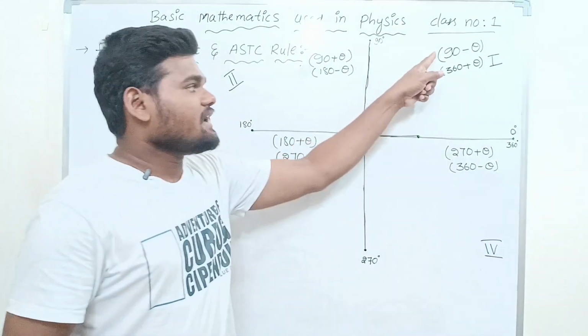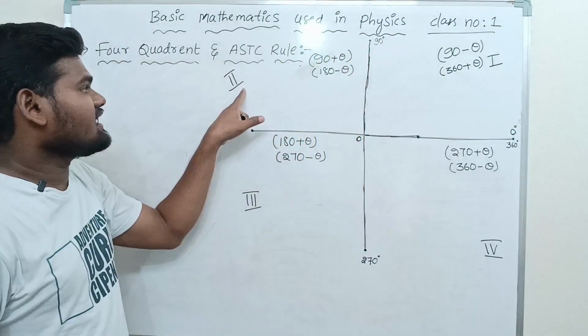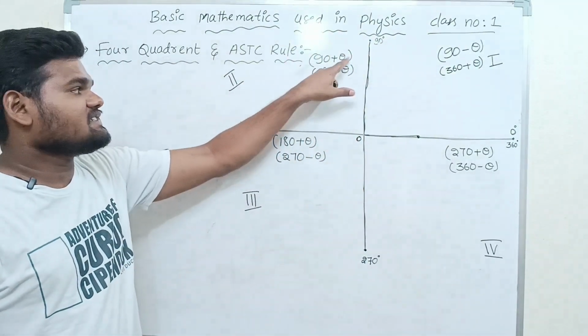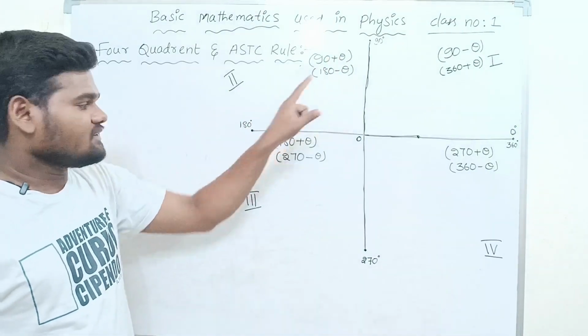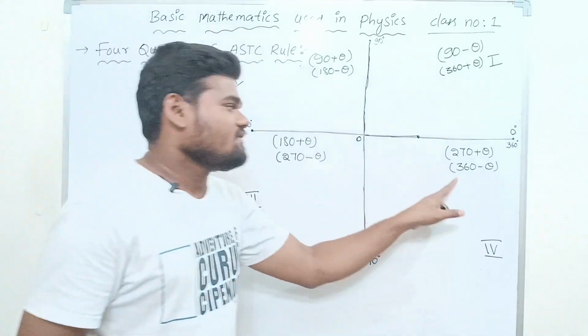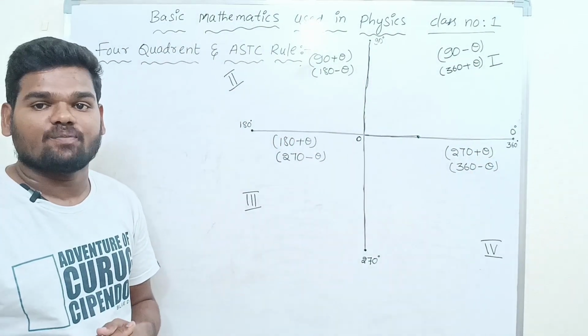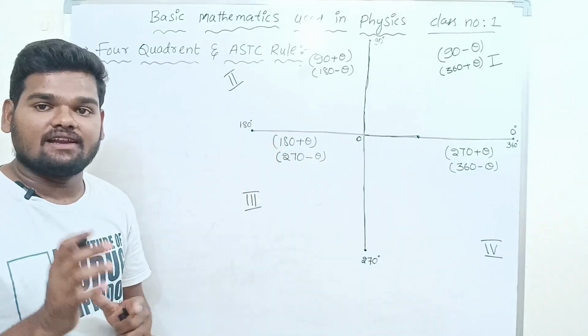So 90 minus theta, 360 plus theta, this is the first quadrant. The second quadrant has 90 plus theta and 180 minus theta. Third, 180 plus theta, 270 minus theta. And the fourth one, 270 plus theta, 360 minus theta degrees. Okay, 1, 2, 3, 4.